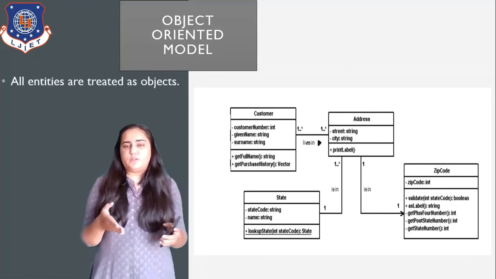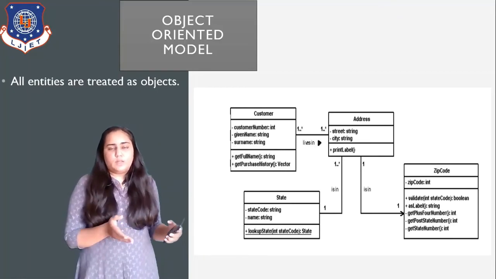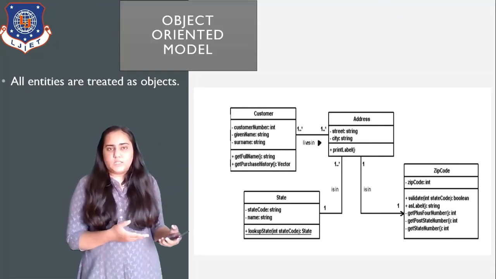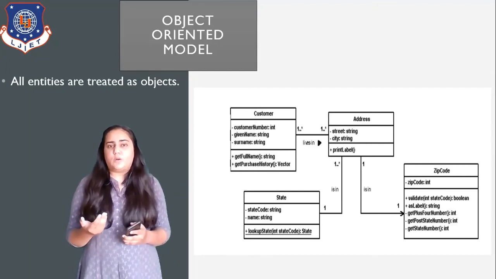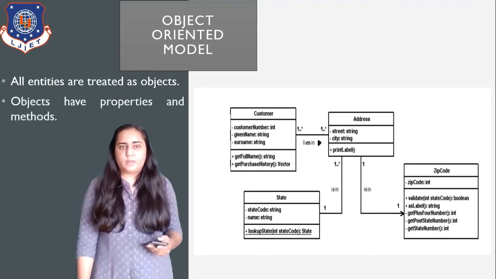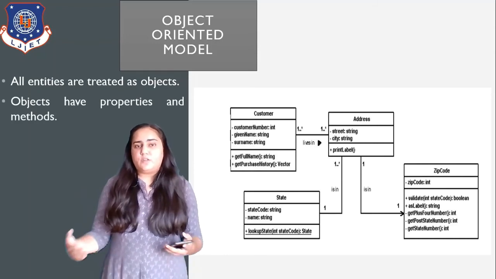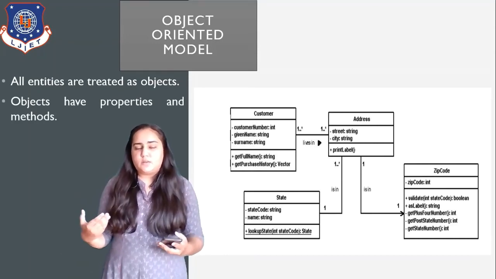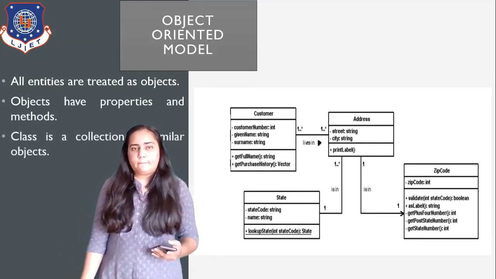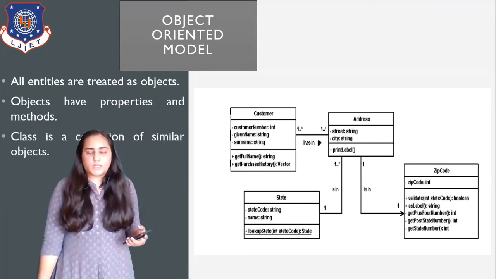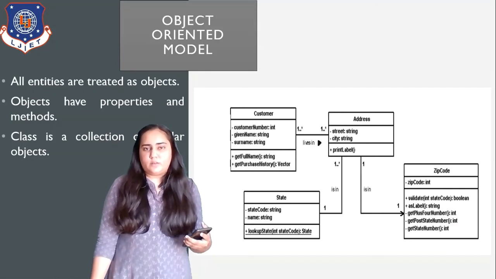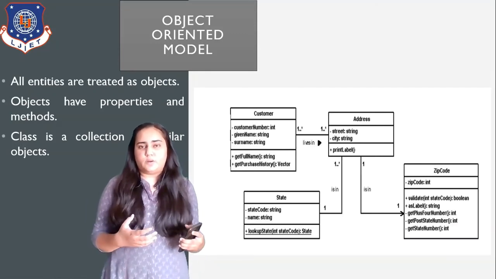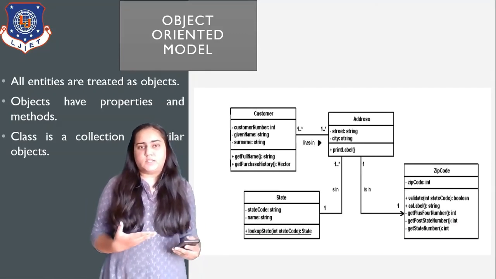Here, if you try to compare it with an ER model, then in ER model, we have entities. Those entities in object-oriented models are called objects. And objects have properties and methods. And a class is a collection of similar types of objects. So when some objects together are similar, then we create a class out of those.